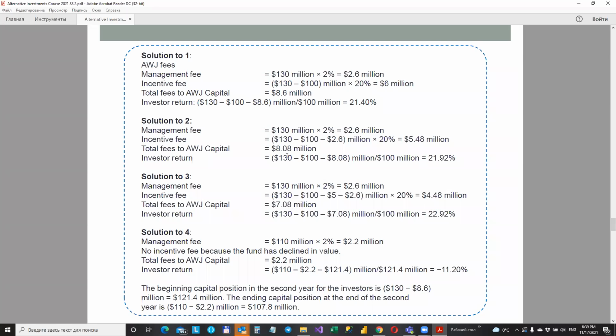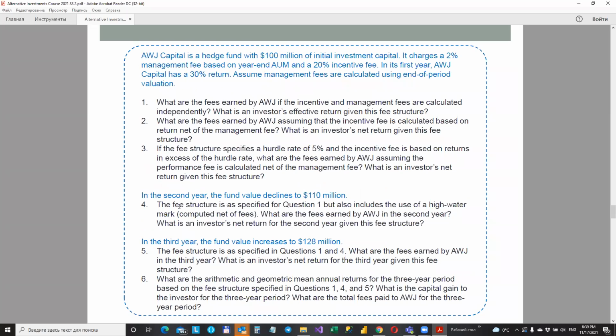Come back to the problem. We have additional information that in the second year the fund value declines to 110 million. So if we have the fee structure that is specified in question 1, and we also include the provision of a high water mark, what are the fees earned by AWJ Capital in the second year, and what is the investor's net return in the second year?